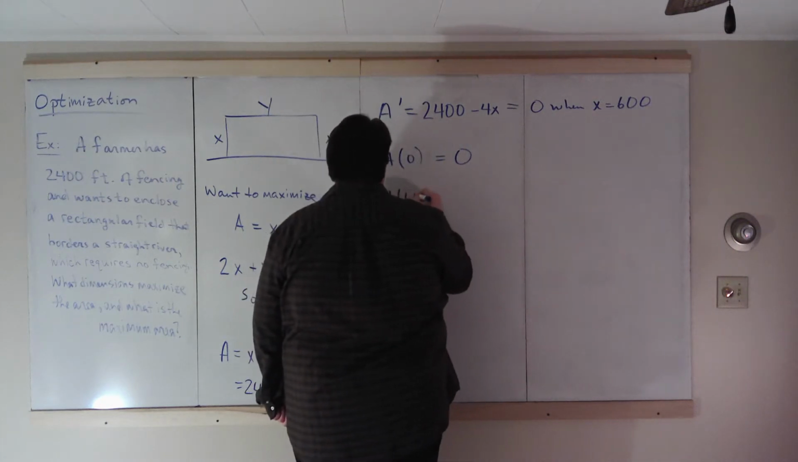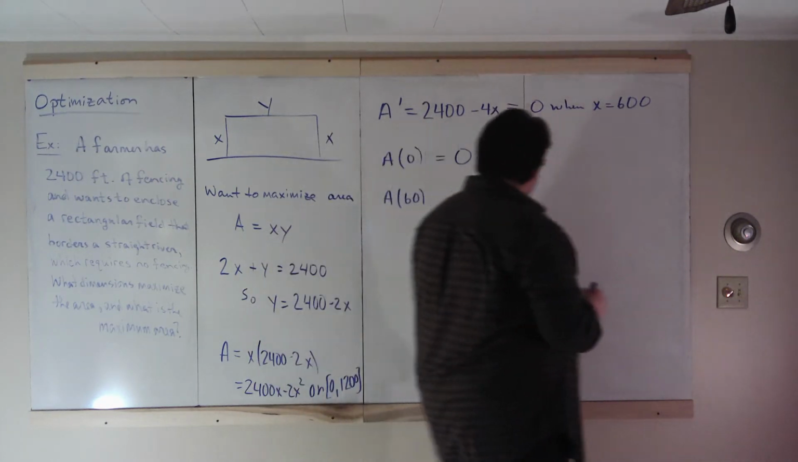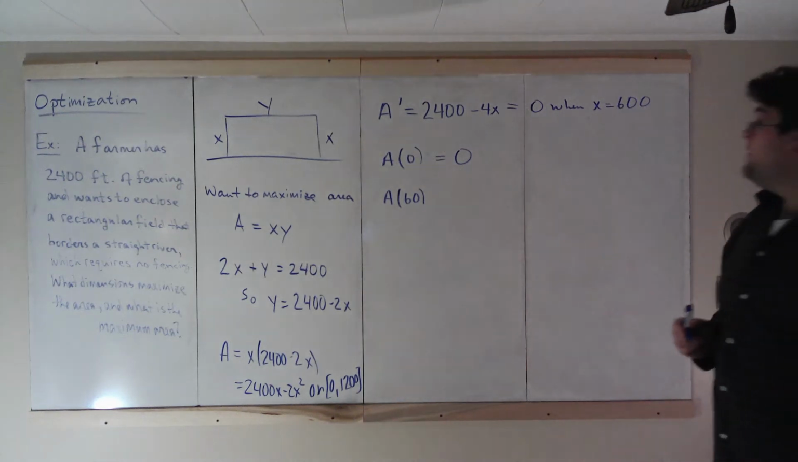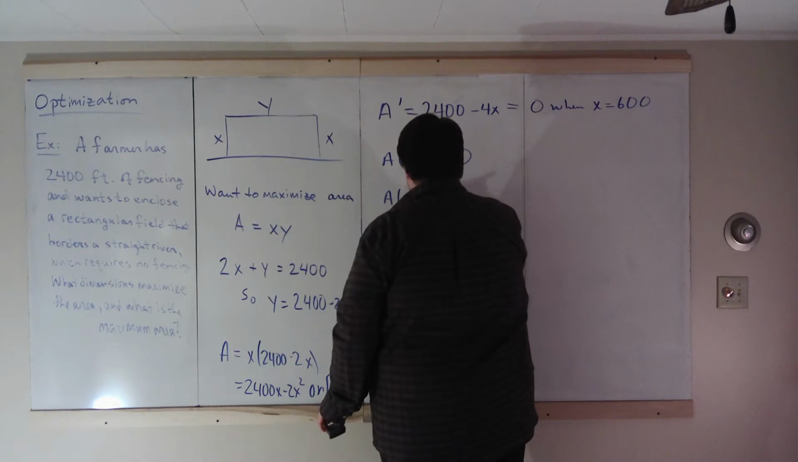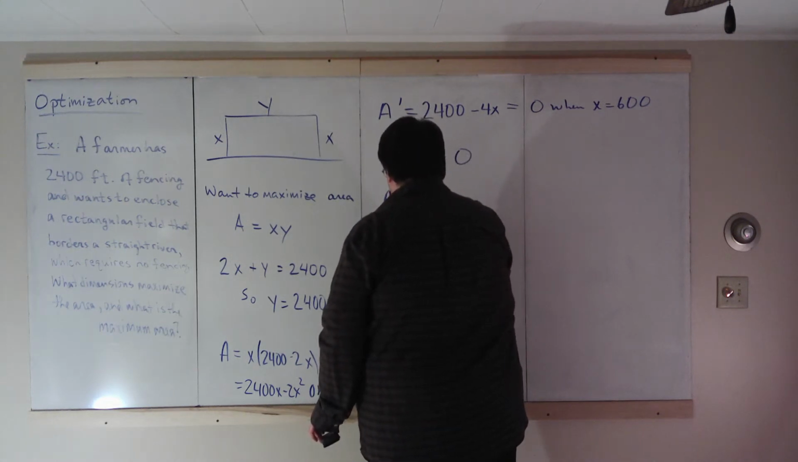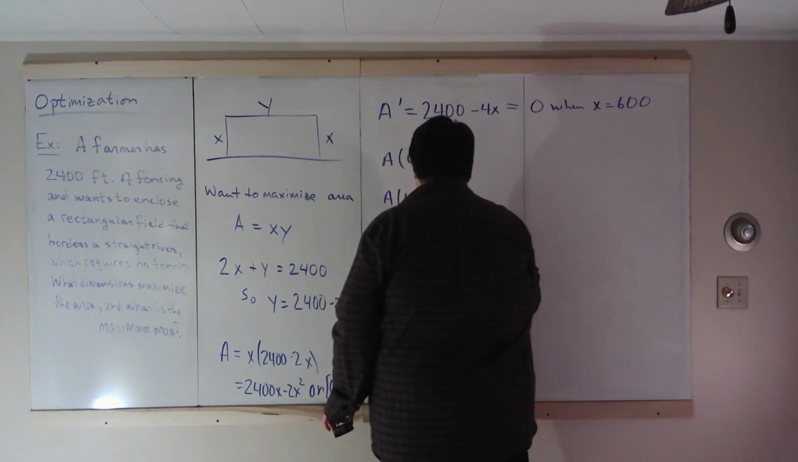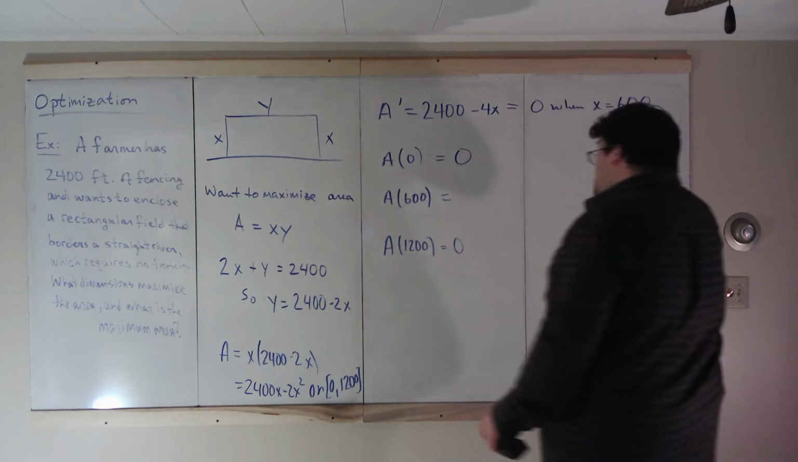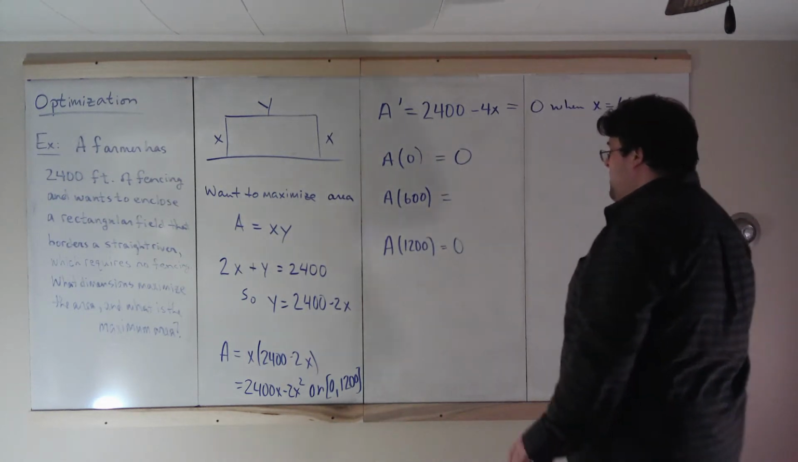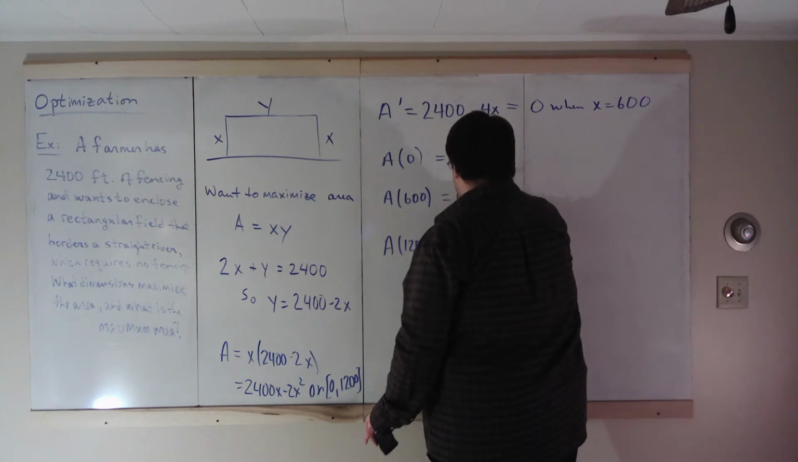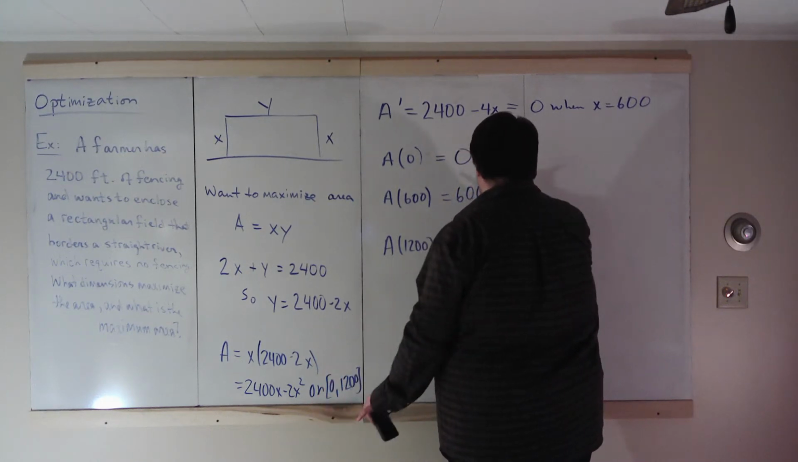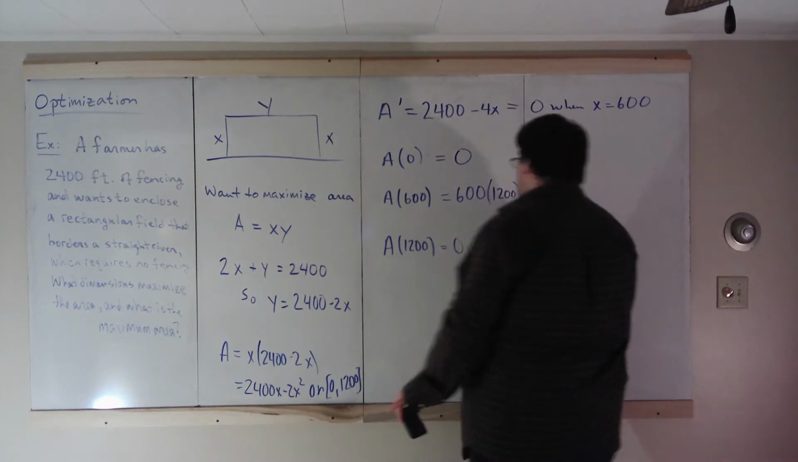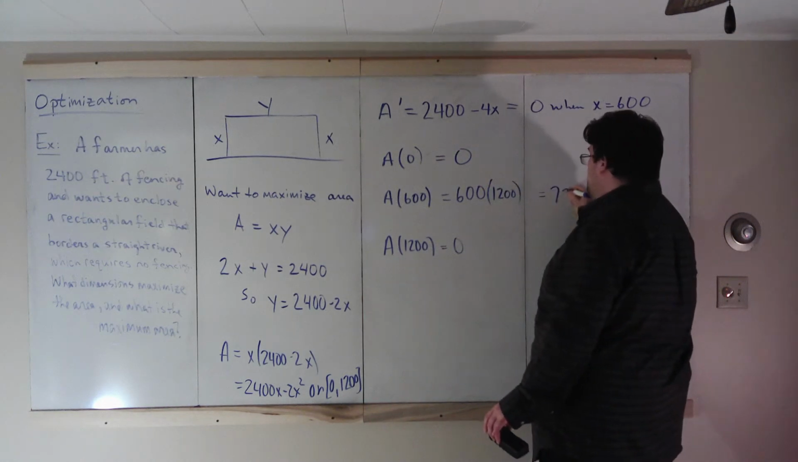Area at 600 is something. Area at 1200 is also 0, because y would be 0. What's the area at 600? Well, what do you get? You get 600 times 2400 minus 1200. So 600 times 1200.